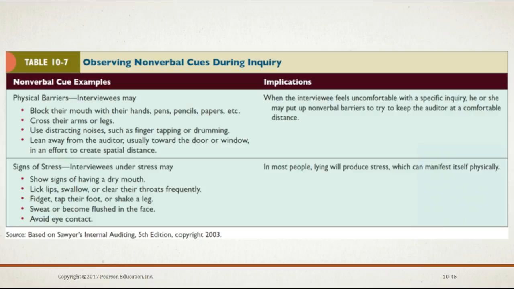Less experienced auditors should be cautious when they start to observe unusual behaviors whenever they are inquiring of a client, and they should discuss their concerns with senior members of the audit team before doing anything in response to those behaviors. You can find Table 10-7 on page 321 of your textbook.